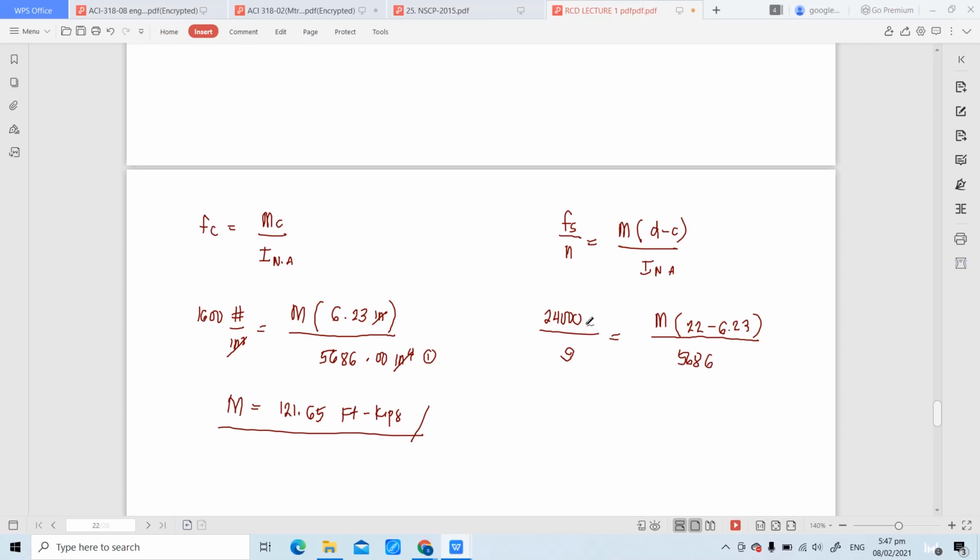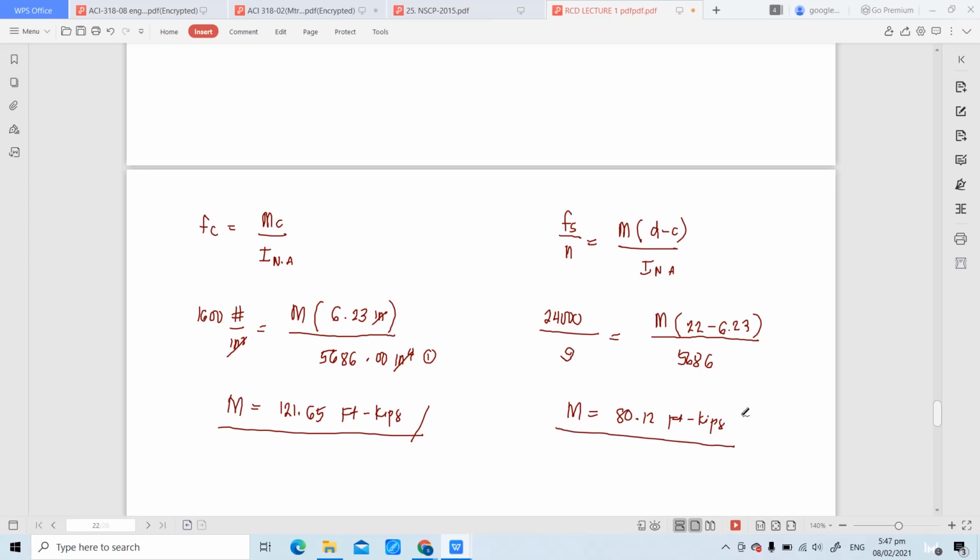5686. Pag cross multiply nyo, inch pounds yung unit na mako-compute. So, i-divide nyo lang yung value na mako-compute by 12,000 para maging feet kips yung unit. Ano po yung moment value natin? 80.12. Okay, that is 80.12 feet kips.